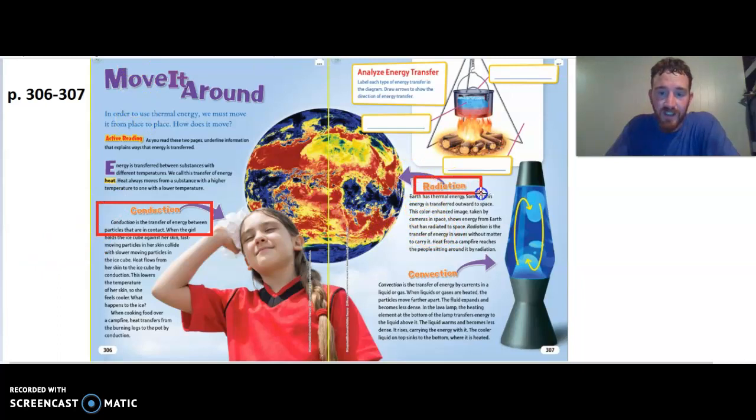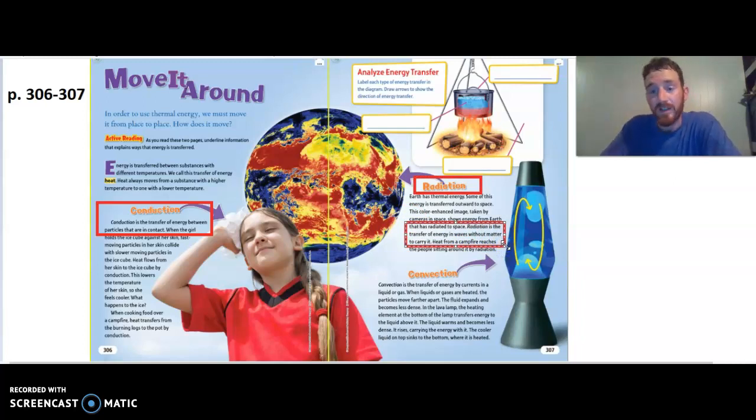So radiation, you may have heard that word. Like our old heaters at GA were called radiators that we don't use anymore, but those things on the side by the windows, those are radiators that radiate heat into the air. So radiation is the transfer of energy in waves without matter to carry it. This is actually the way that we get heat from the sun. The sun gives us light energy, but it also gives us heat.